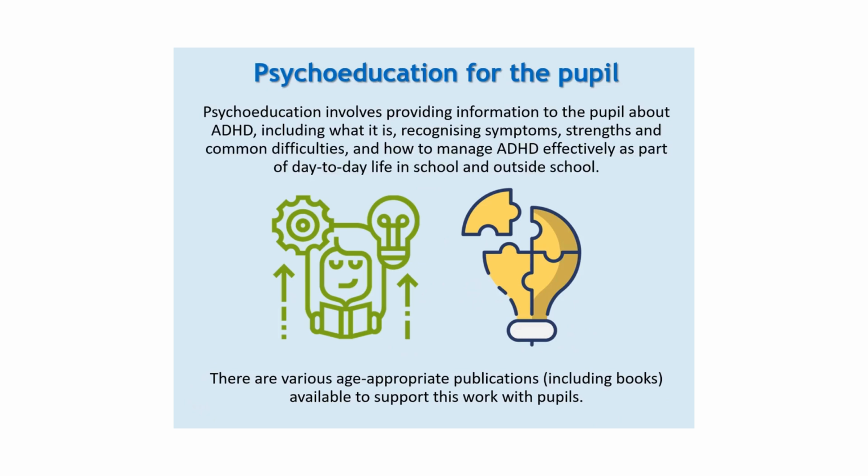Psychoeducation for the pupil. Psychoeducation involves providing information to the pupil about ADHD, including what it is, recognising symptoms, strengths and common difficulties, and how to manage ADHD effectively as part of day-to-day life in school and outside of school. There are various age-appropriate publications, including books, available to support this work with pupils.